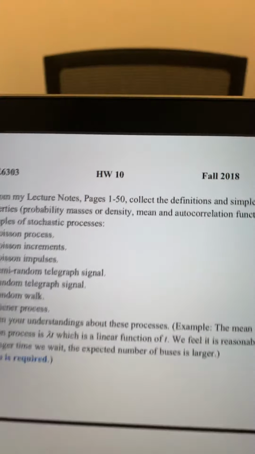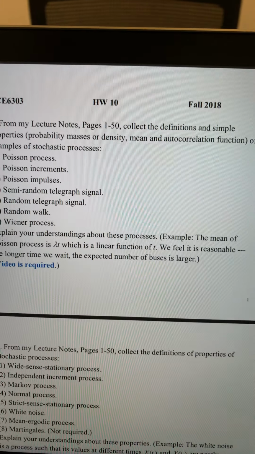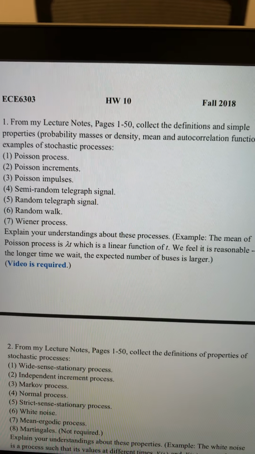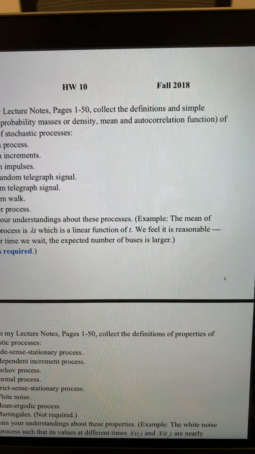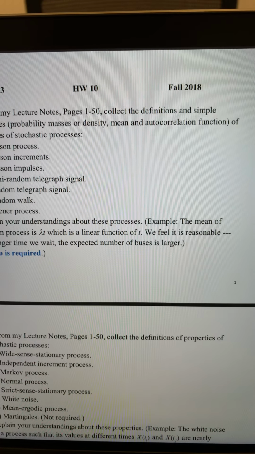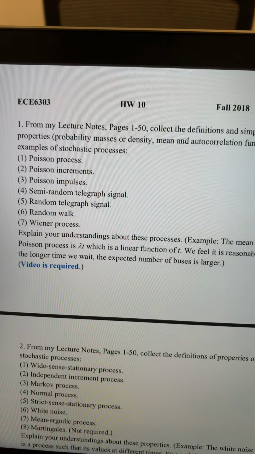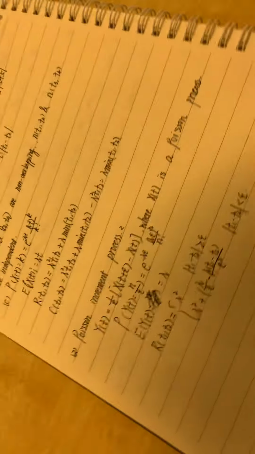Okay, question 1 says we should collect the definitions and simple properties, like probability mass function or density function, mean and autocorrelation function, of the examples of stochastic processes. We have 7 sub-questions. Okay, let's come to the solution.